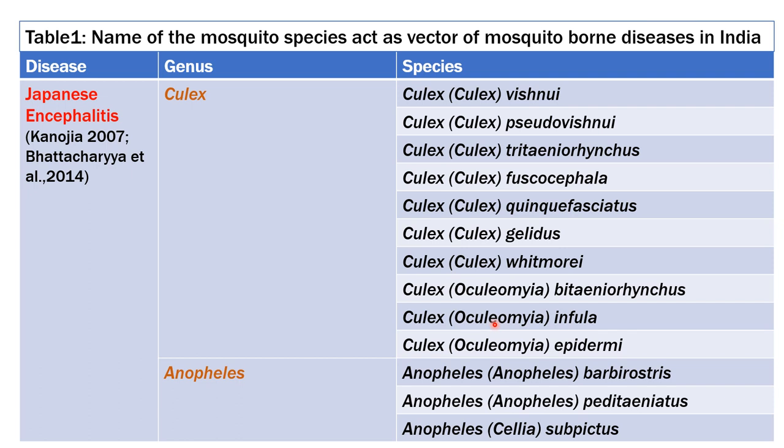The Anopheles species that act as carriers of JE virus in India are Anopheles barbirostris, Anopheles peditaeniatus, and Anopheles subpictus.